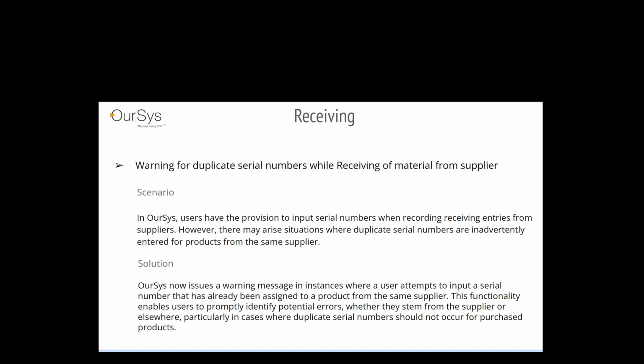This will help the store user identify if there is any mistake, either from the supplier end or in their own entry, especially in the case where the serial number should not exist for the purchased product.